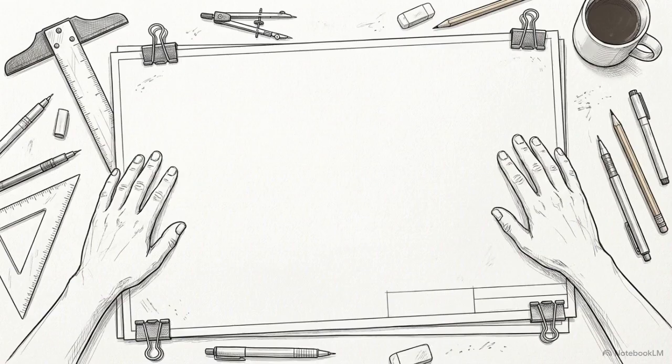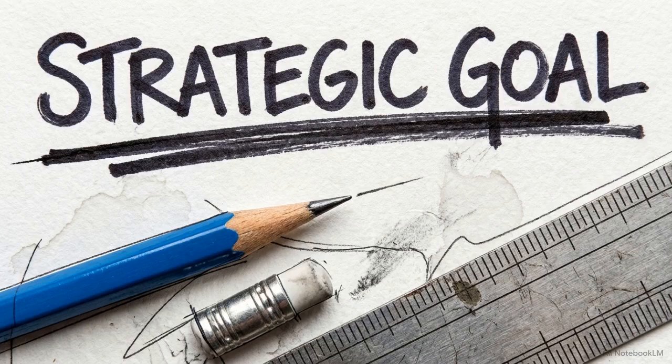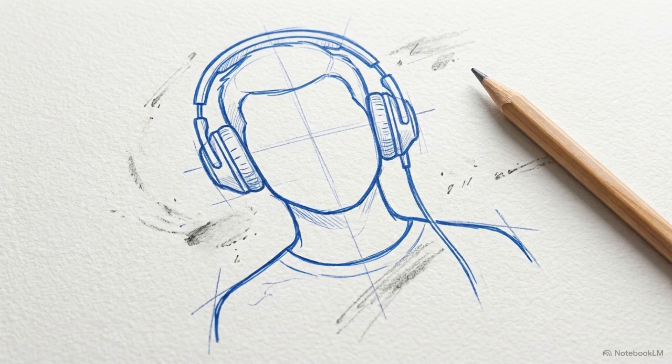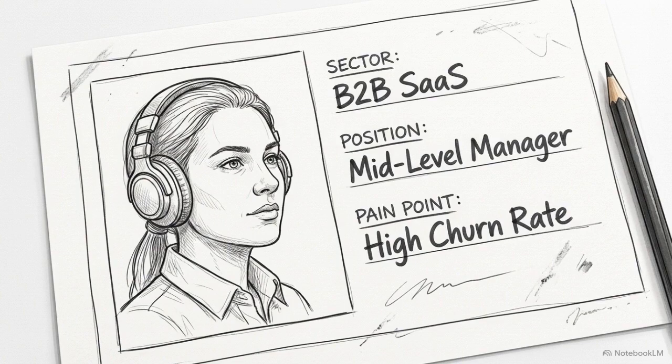Step 1 is defining the architecture of your show. Before you even look at a microphone, you need to write down the exact business purpose this podcast will serve for your company. Next, write out your ideal listener profile. Detail exactly who you want listening to this content, including their industry, role, and the specific problems they are trying to solve.